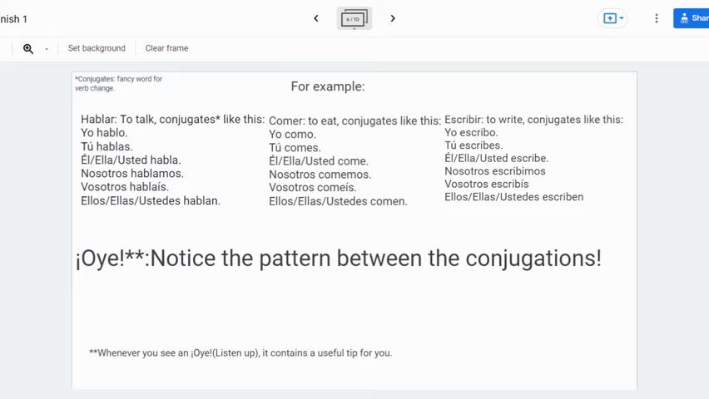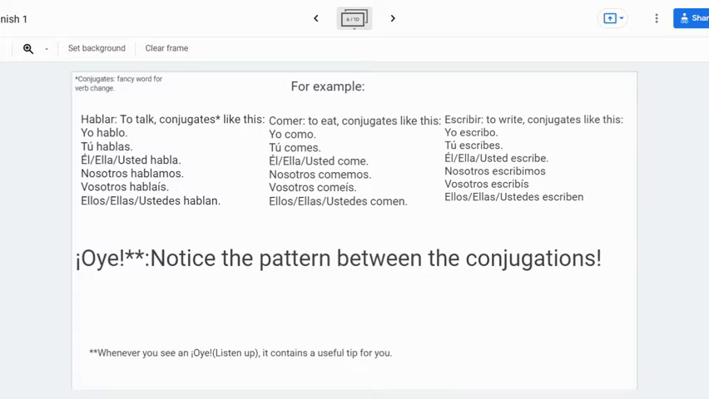Comer conjugates differently because it is an ER verb. Yo como, tú comes, él, ella, usted come, nosotros comemos, vosotros coméis, ellos, ellas, ustedes comen. Escribir also conjugates differently, but it conjugates similarly to comer, since an IR verb conjugates similarly to an ER verb. Yo escribo, tú escribes, él, ella, usted escribe. Nosotros escribimos, vosotros escribís, ellos, ellas, ustedes escriben.